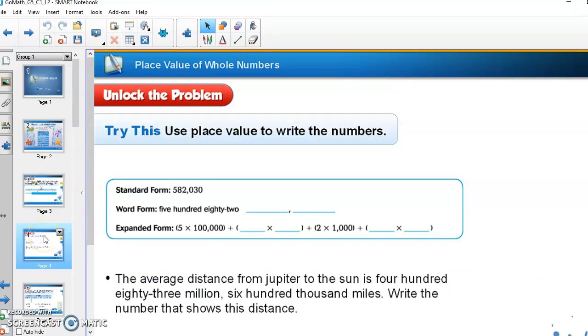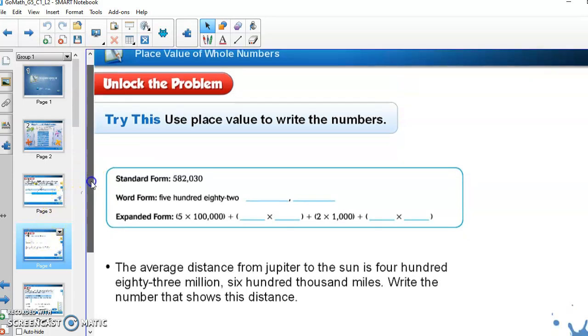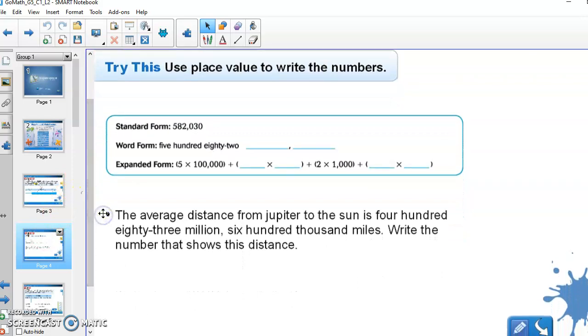Moving ahead, we're still on page 11, but at the bottom of page 11, you can see how to write a number in different forms. So the standard form is the normal way of writing a number. So we're looking at the number 582,030. That's how we would say that number. Notice there is value in the ones period here. We got 30. And when we're in the thousands period, we would say 582,030.